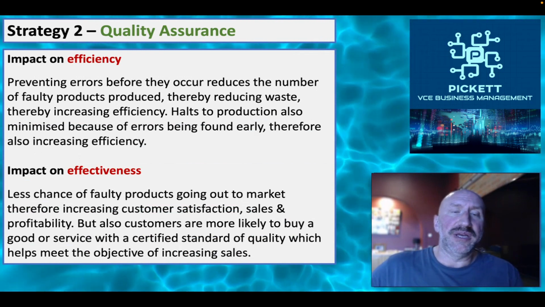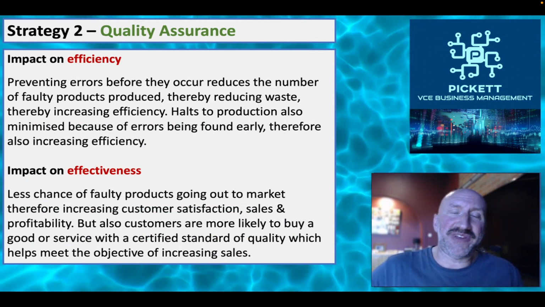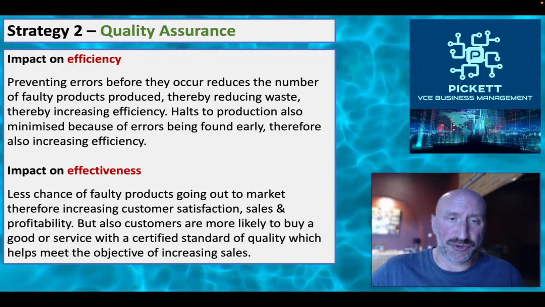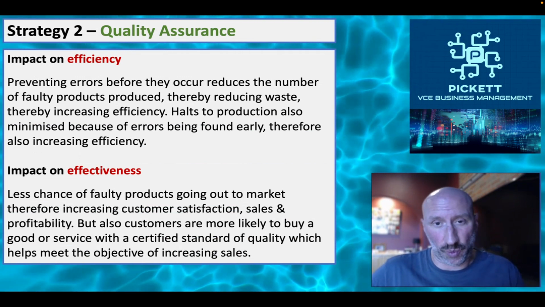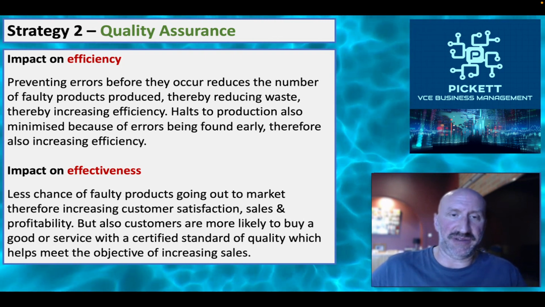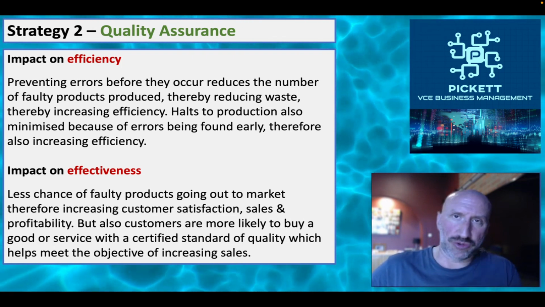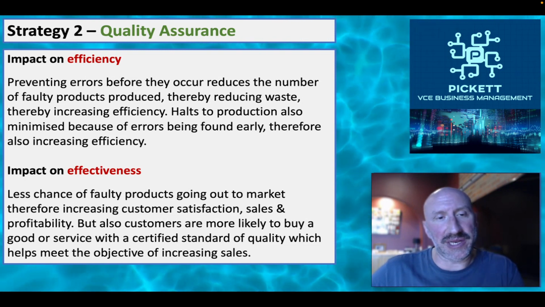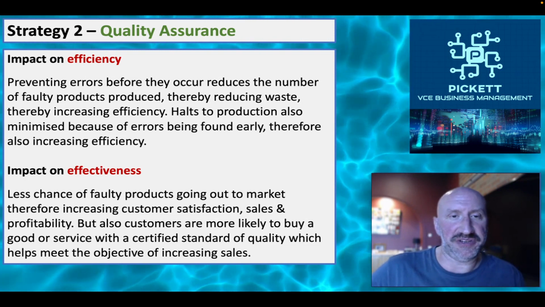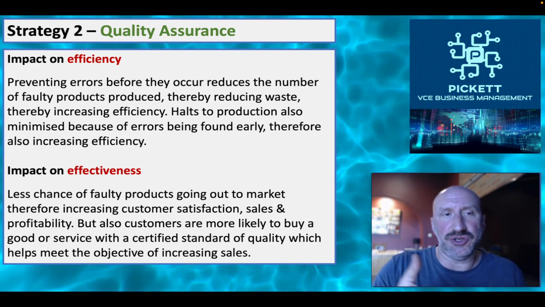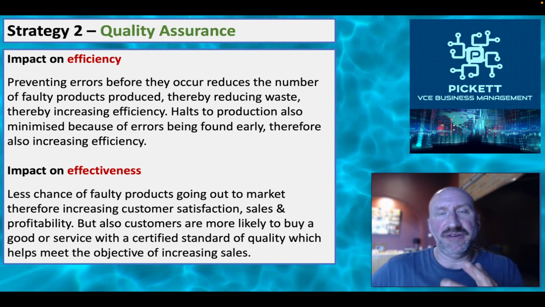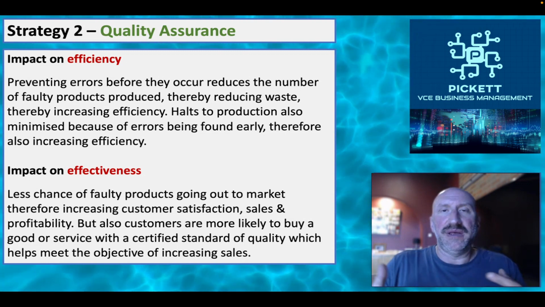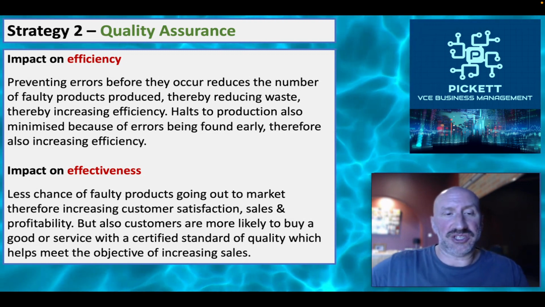Okay, so QA, impact on efficiency: preventing errors before they occur reduces the number of faulty products produced, therefore reducing waste, thereby increasing efficiency. Halts production are also minimized because of the errors being found early, therefore also increasing efficiency. So very similar to the impacts on efficiency for QC, but just taking it that step further because we're finding the faults before they actually occur.